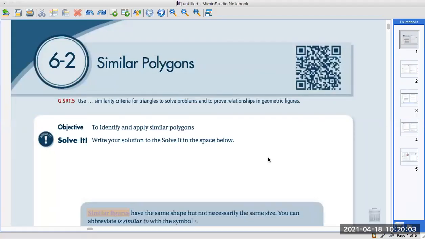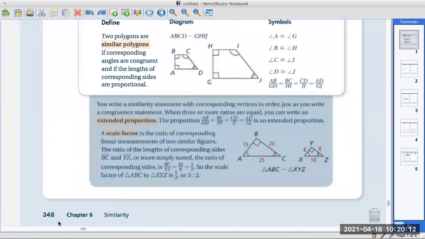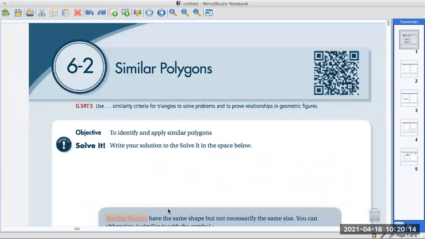Hello, everybody, and welcome to lesson 6.2 on similar polygons. This is on page 348 in your textbook. So let's underline the similar polygons title. Similar means the shape is not exactly the same, but it looks similar. Polygons are many-sided closed figures, like a triangle, which is the smallest one.